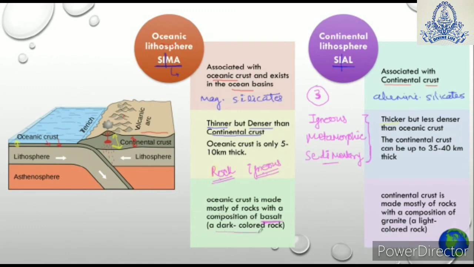Here, the oceanic crust is mostly made up of rocks with a composition of basalt, which is a dark colored rock, and it is heavier in comparison to the rocks with which the continental crust is made up of. The continental crust is mostly made up of rocks with a composition of granite, which is a light colored rock and slightly lighter in nature. This is the main reason why the density of oceanic crust is higher in comparison to continental crust density.